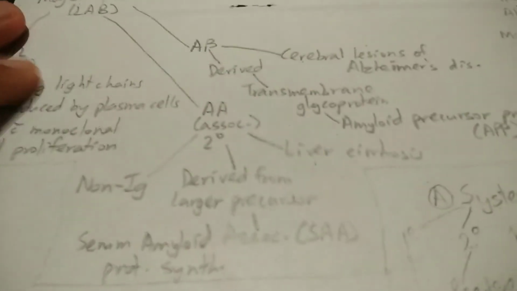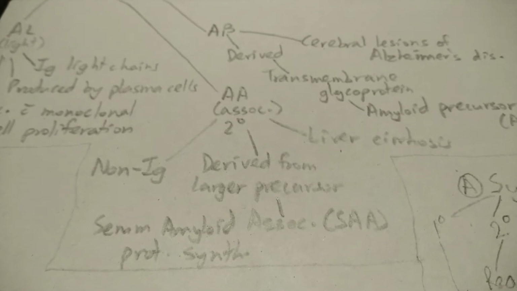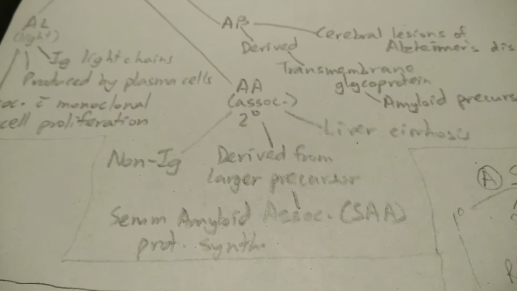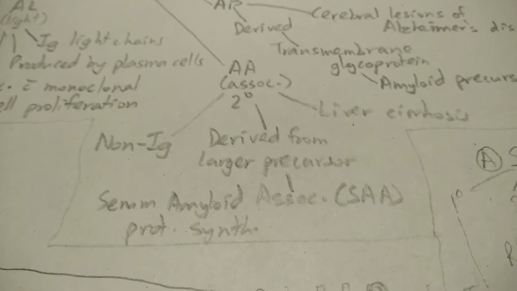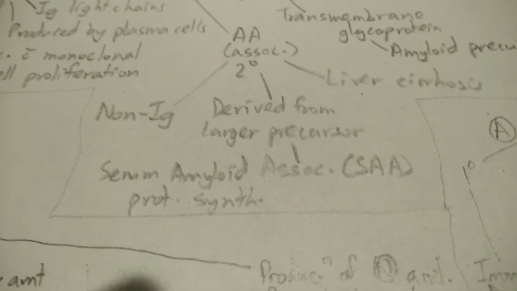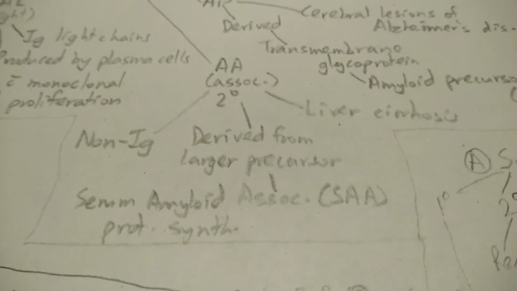So that's AL. Moving on to AA, that's amyloid associated. It's most commonly seen in secondary amyloidosis, and it involves non-immunoglobulin proteins, and they derive from a larger precursor protein. So sometimes that's serum amyloid associated protein synthesis. And it's also commonly seen in liver cirrhosis.